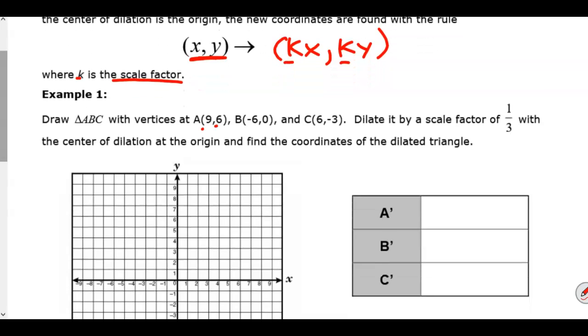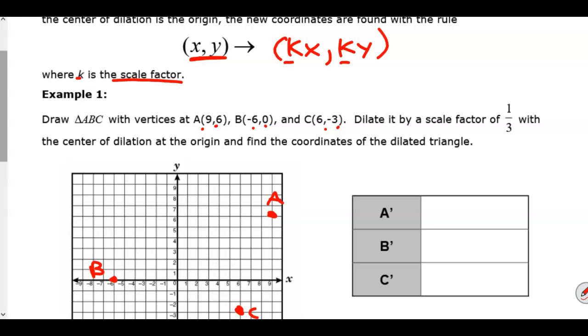Can you graph 9, 6? Like for real. Can y'all graph 9, 6? 9 is the x value, 6 is the y value. Okay, let's do that right now. 9, 6, put a point there. Label that A. Okay, let's do B. Negative 6, 0. Negative 6 doesn't go up or down. That's my B.